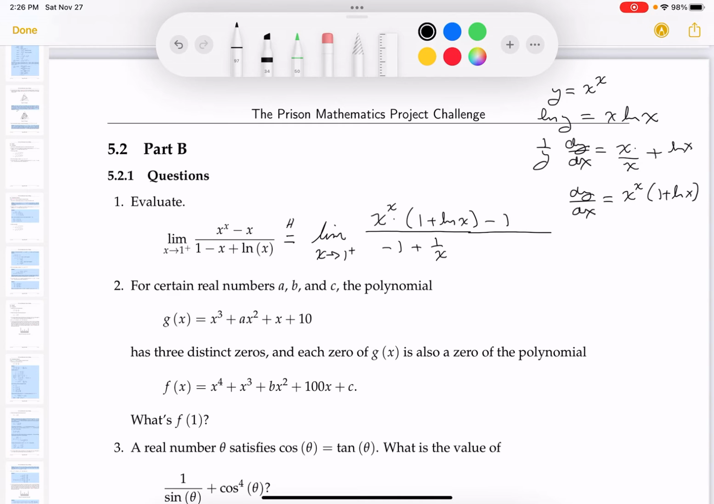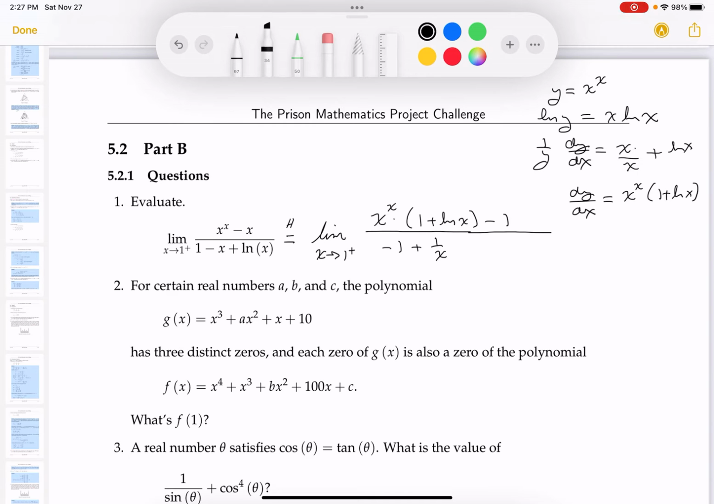All right, let me just check my work right now. I did natural log of both sides. I got x ln x, 1 over y dy dx, x times 1 over x plus 1 times ln x. Y is x to the x. Yeah, I think I did it right. I'm looking at it though, and I'm wondering what to do now. And let's see, the bottom's still 0. And the top would be, that's 0 too.